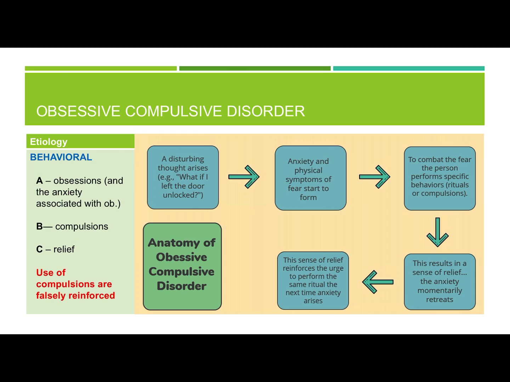So if you look at the flow chart, first you have a disturbing thought that arises. What if I left the door unlocked? Now, leaving the door unlocked has an attached anxious feeling to it, because that means you might be in danger. Okay, so there's anxiety and physical symptoms. The fear starts to form, like, oh no, if I leave the door unlocked, that means I might be at risk. So to combat that fear, you perform a behavior. You go to your front door, you check if it's locked. If it's locked, then you unlock it to make sure, you lock it again, and then you unlock it and you lock it again. So maybe 3, 4, or 5 times.